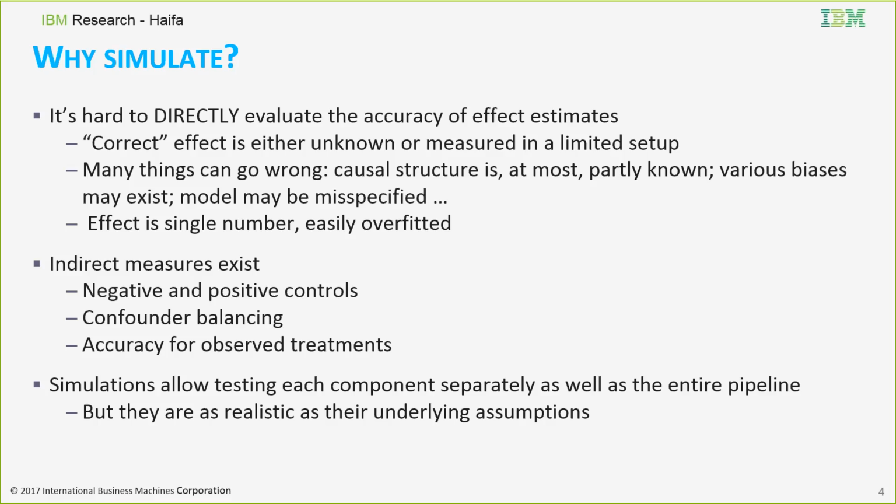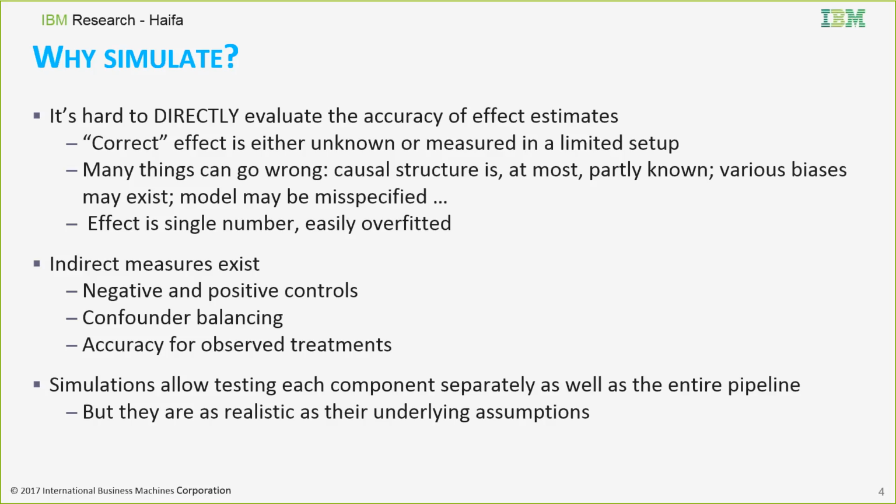Obviously, many things can go wrong. In most cases you don't know what the structure of the causal graph is, or what confounders you will have to use in order to correctly compute the effect. There may be various biases on top of the confounders, and you may want to use effect modifiers, and so on. And most of these limitations you cannot even test in the data, whether they exist or not.